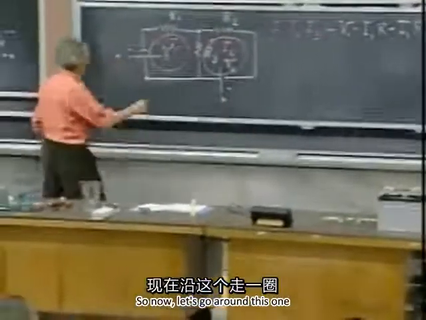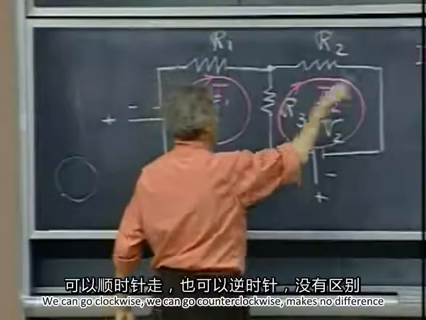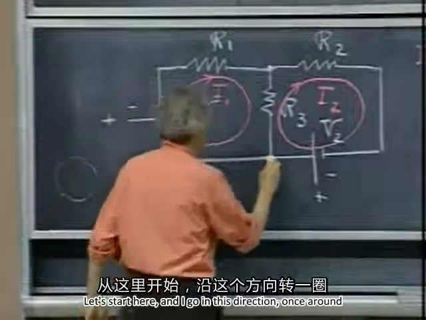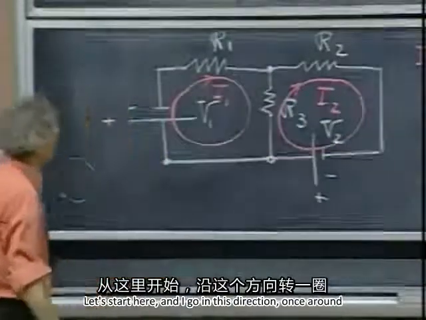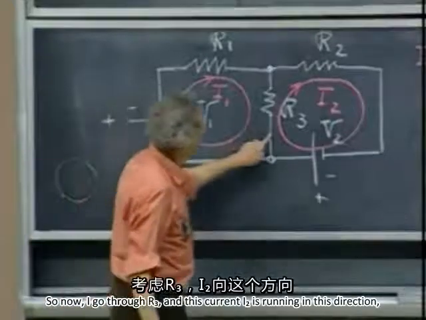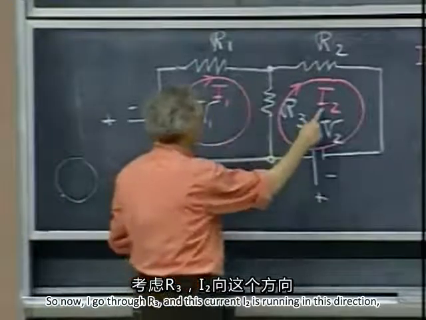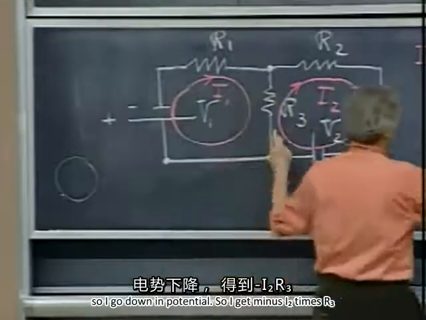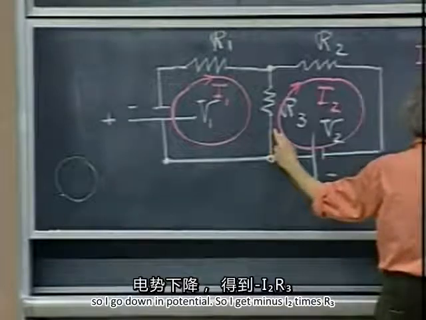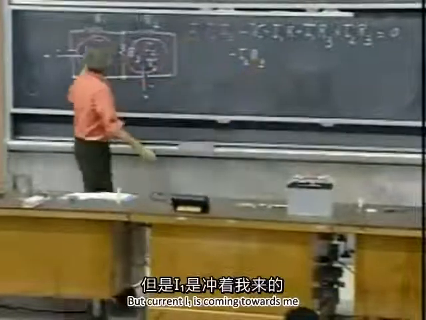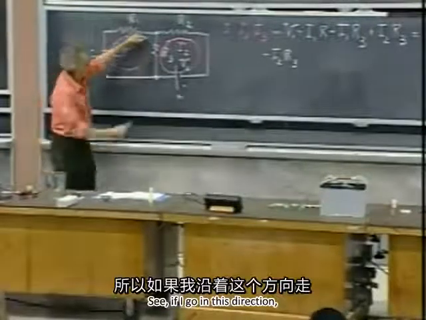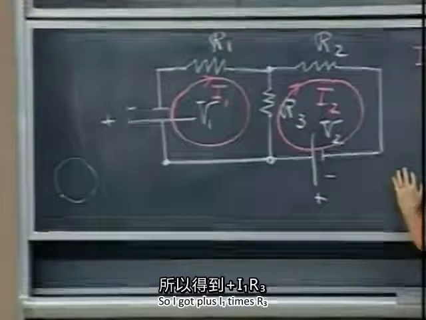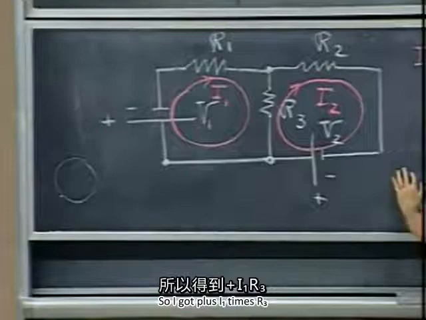So now, let's go around this one. We can go clockwise, we can go counterclockwise, it makes no difference. Let's start here, and I go in this direction once around. So now, I go through R3, and this current I2 is running in this direction, so I go down in potential. So I get minus I2 times R3. But current I1 is coming towards me. If I go in this direction, I1 is coming towards me, so I climb up the potential hill. So I get plus I1 times R3.